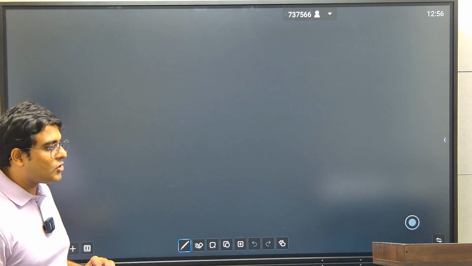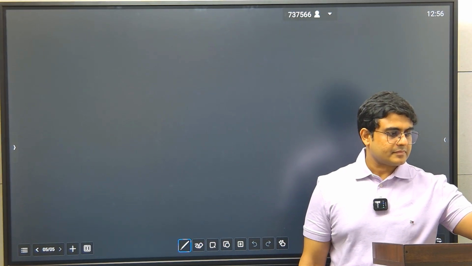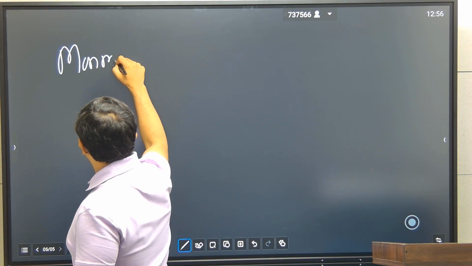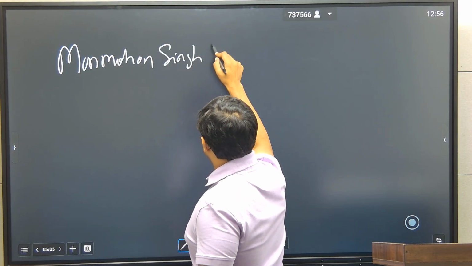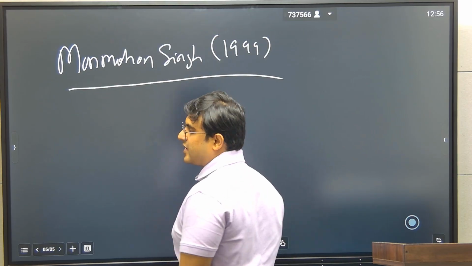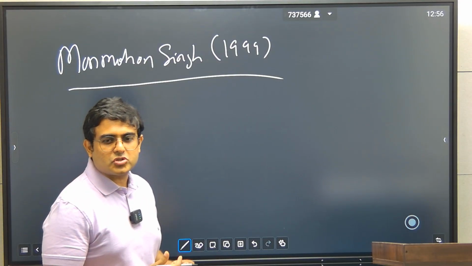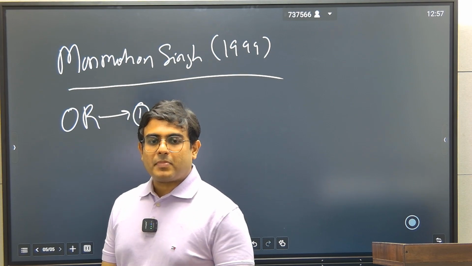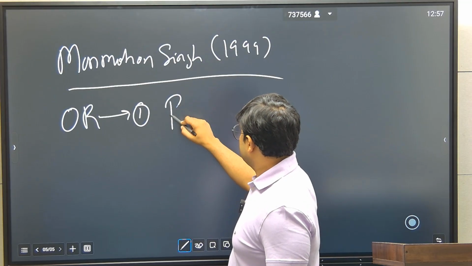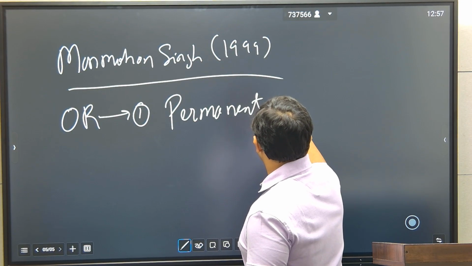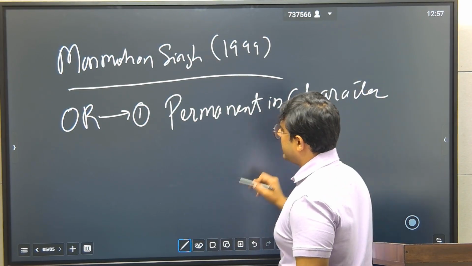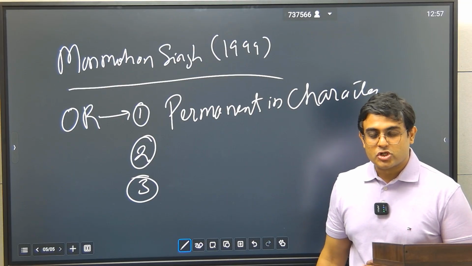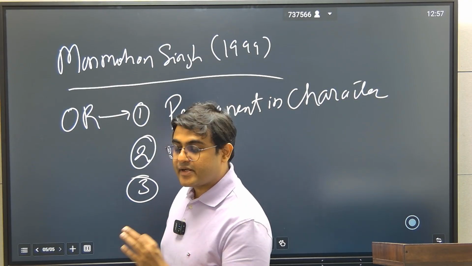Further, in the Manmohan Singh case, 1999, the Guwahati High Court talked about who constitutes an ordinary resident. It says an ordinary resident is one which is permanent in character. Second, the court said, you have an intention to dwell there permanently. You have an intention.